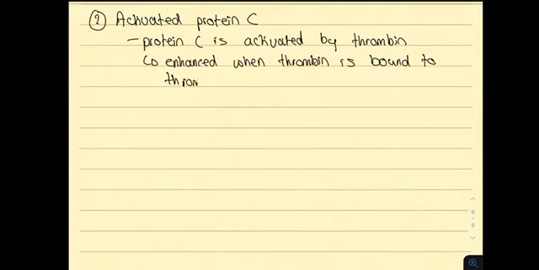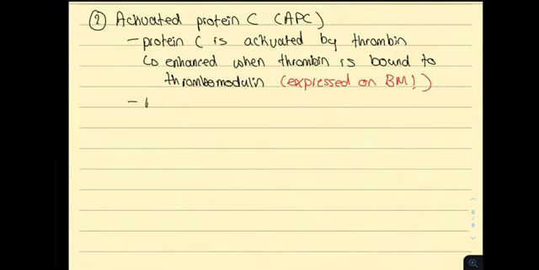Now on to activated protein C. Protein C is activated by thrombin, and its activation is enhanced when thrombin is bound to thrombomodulin. And remember, we also mentioned to you in the primary hemostasis series that thrombomodulin is expressed on the basement membrane. This really reflects the importance of the basement membrane. Activated protein C then inactivates factors 5 and 8. It also induces fibrinolysis, but more on that later.